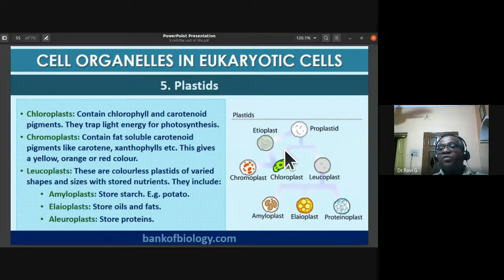Based on the type of nutrients they store, the leucoplasts are called amyloplasts if they store starch. Example, in potato you find these amyloplasts. Elaioplasts if they store oil and fats, and aleuroplasts if they store proteins. Aleuroplasts are also called proteinoplasts.